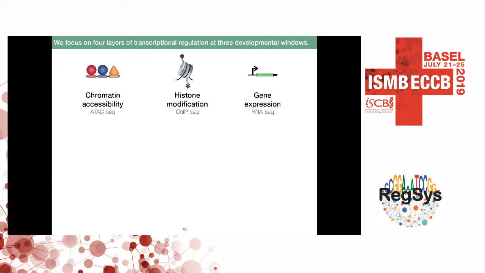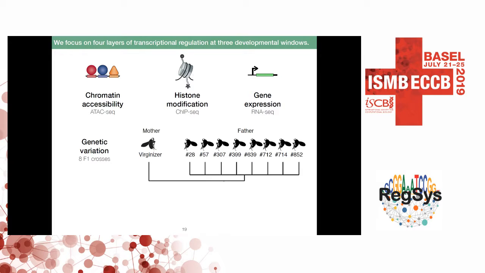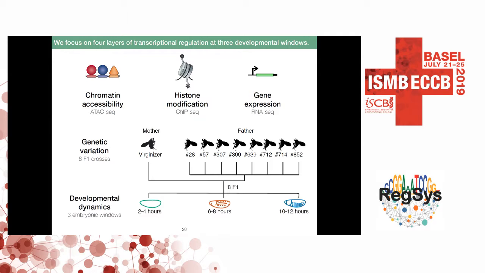Okay, so we have allele-specific data for 4 different assays: ATAC-seq, 2 histone ChIP-seq, and 1 RNA-seq. We have performed those experiments on 8 Drosophila lines. So it's a homozygous parent: the same mother has been crossed to 8 different fathers from the Drosophila Genetic Reference Panel. And finally, all those samples have been collected at 3 different time points that are crucial windows of embryonic development.